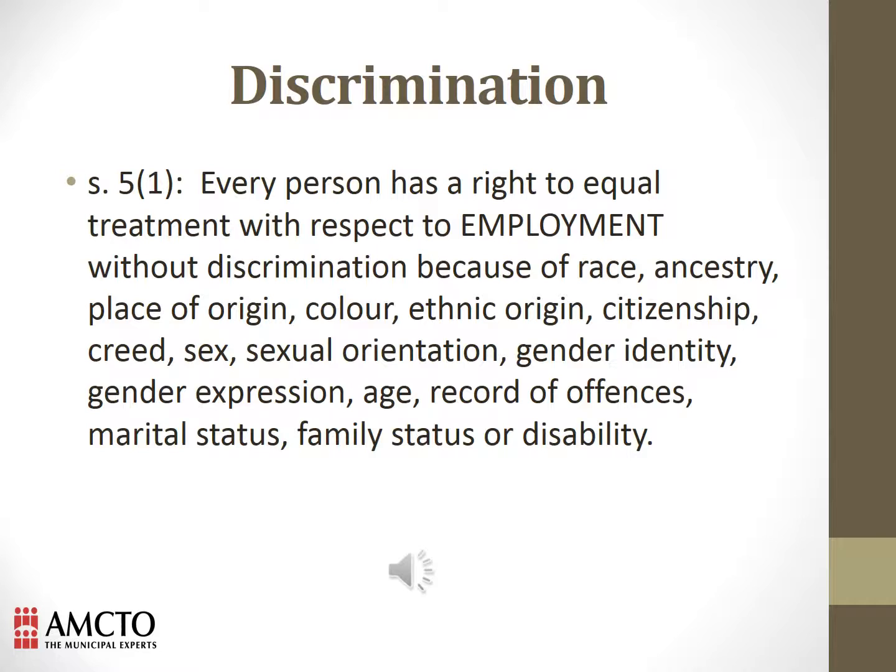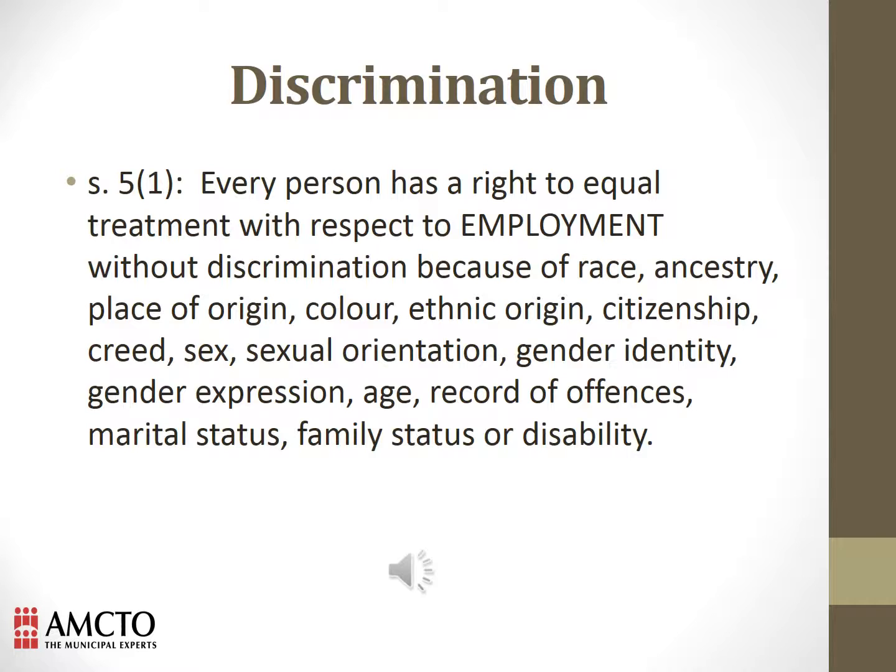Secondly, some of the phrases that are used to describe the prohibited grounds are defined in a certain way or have been interpreted in a certain way. The first of those is the phrase "record of offenses." That is defined as a conviction for a federal offense which has been pardoned, and it's also defined in terms of a provincial offense or conviction. In other words, it is possible theoretically to discriminate on the basis of an unpardoned federal conviction.